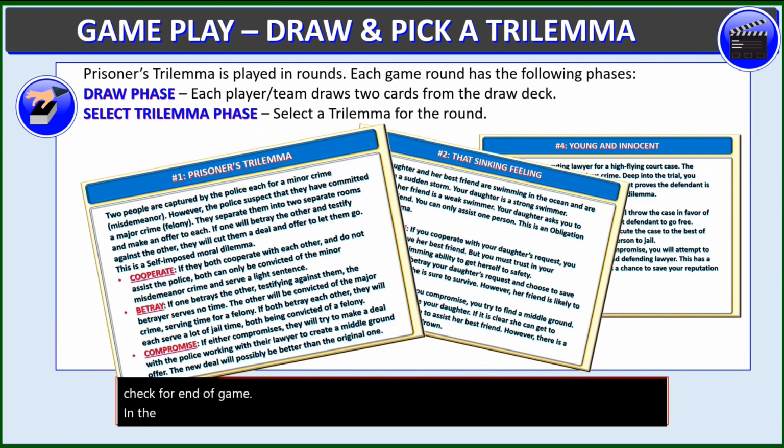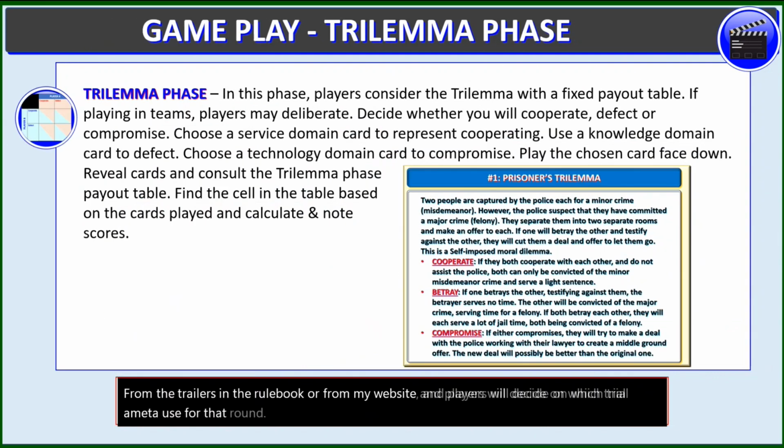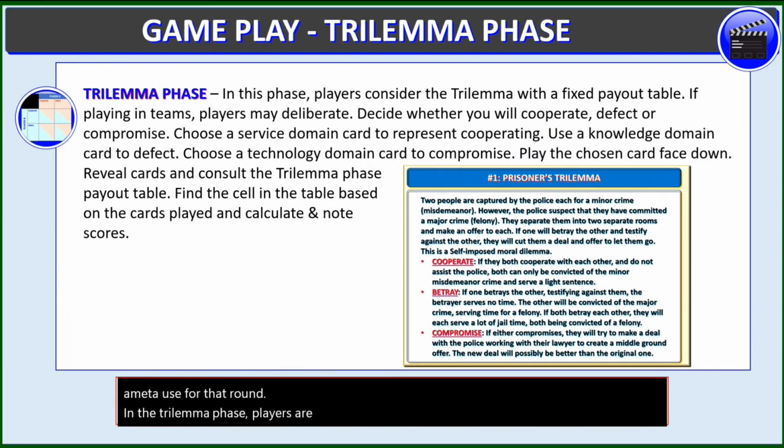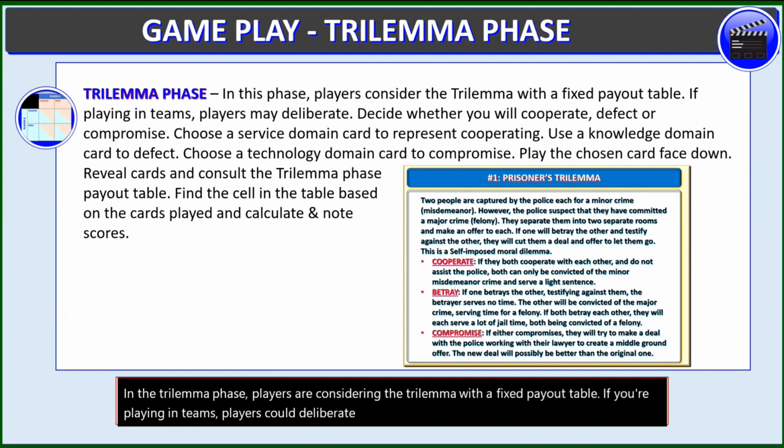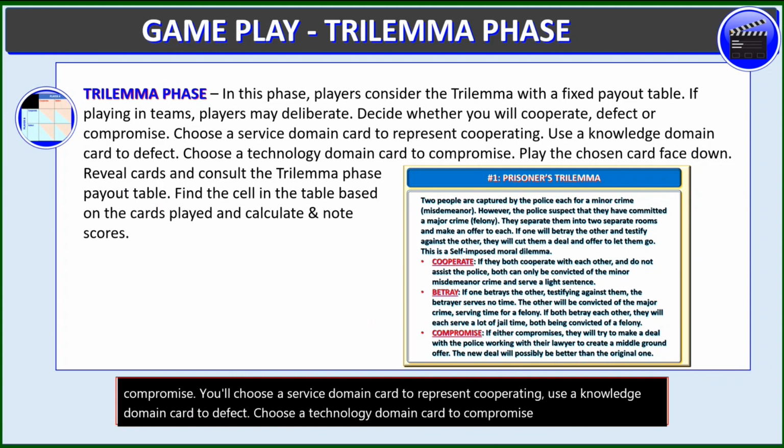In the first phase, each player or team draws 2 cards from the draw deck, and you'll select a trilemma from the trilemmas in the rulebook or from my website, and players will decide on which trilemma to use for that round. In the trilemma phase, players are considering the trilemma with a fixed payout table. If you're playing in teams, players could deliberate before they choose whether to cooperate, defect, or compromise. You'll choose a service domain card to represent cooperating, use a knowledge domain card to defect, choose a technology domain card to compromise, and then play the chosen card face down.